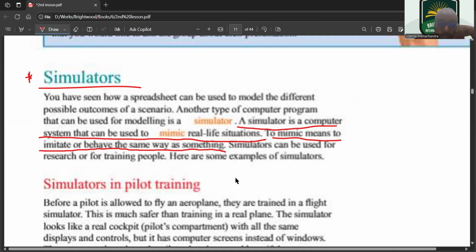Okay, so simulators can be used for research and for training people. So we will see what simulators are and how they are used in real world scenarios. A simulator is a computer system that can be used to mimic real life situations. Mimic means to imitate and behave the same way as something.